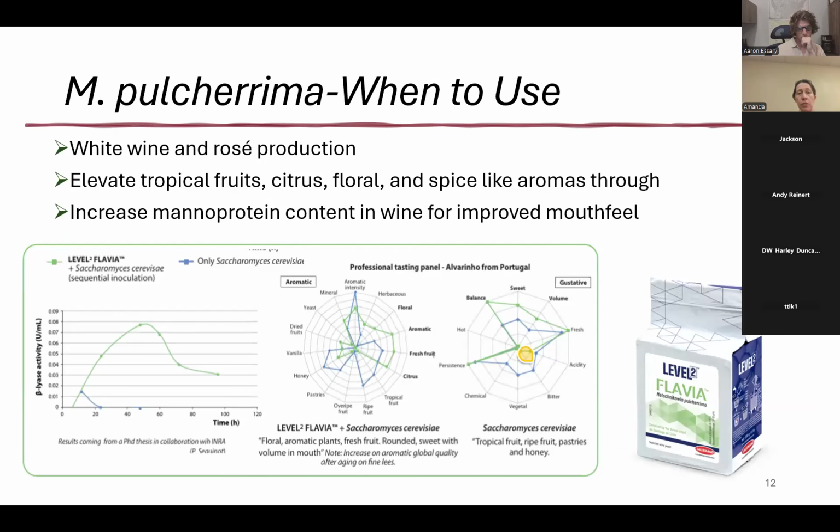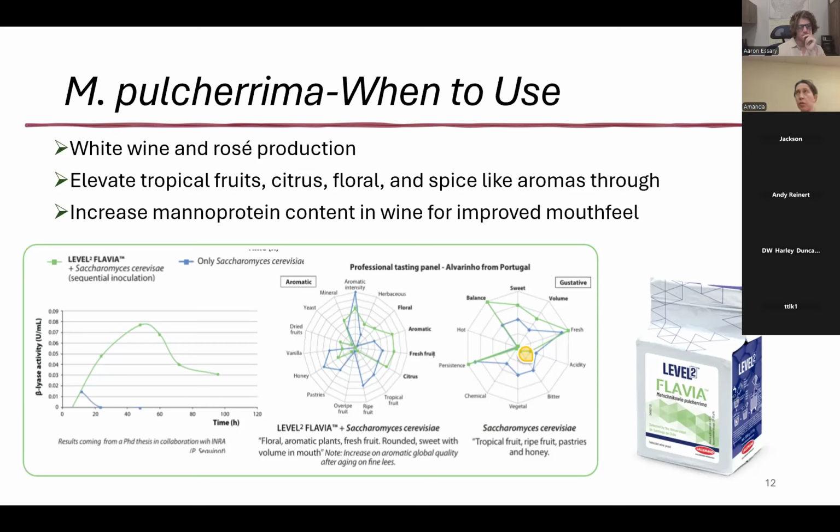It's really going to help elevate the tropical fruits, floral, spice aromas in the wines, and also increase the mannoprotein content in wine, which is going to improve the overall mouthfeel of the final product. So this strain of pulcherrima has a particular enzyme called beta lyase, which you can see on the figure on the left, this line graph.